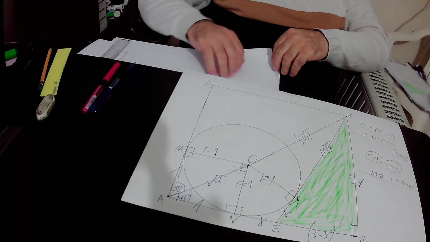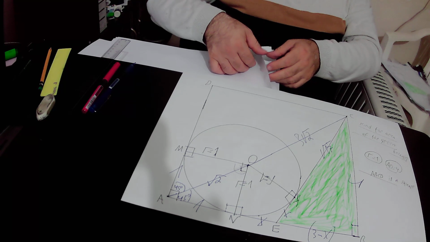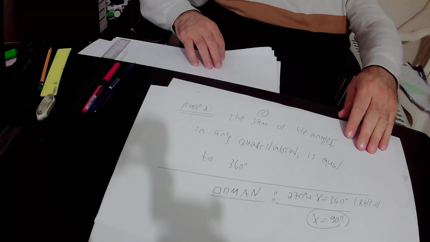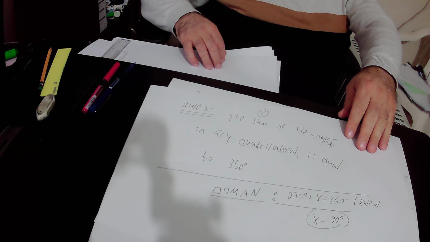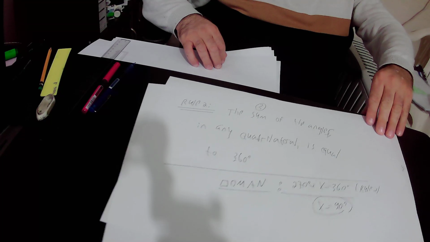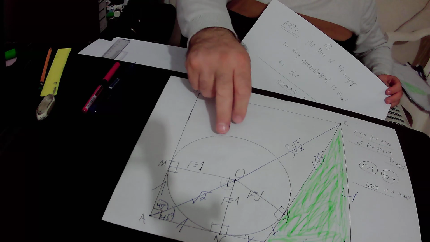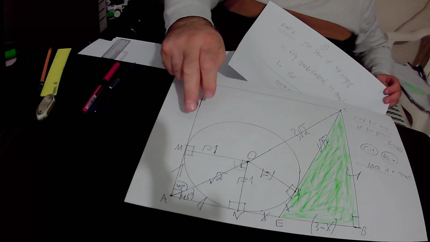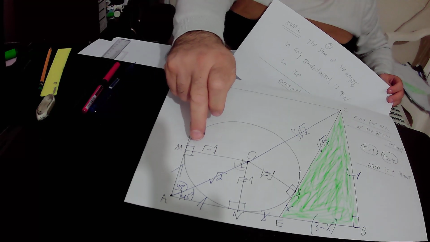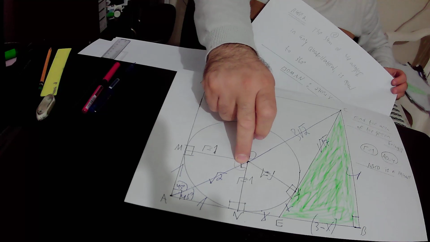Then, I presented to you rule number 2. According to rule number 2, the sum of the angles in any quadrilateral is equal to 360 degrees. So if we focus on quadrilateral MOAN, the sum of its angles must be equal to 360 degrees. It has 3 right angles, and the sum of 3 right angles is 270 degrees, plus the size of the fourth angle, that is x.